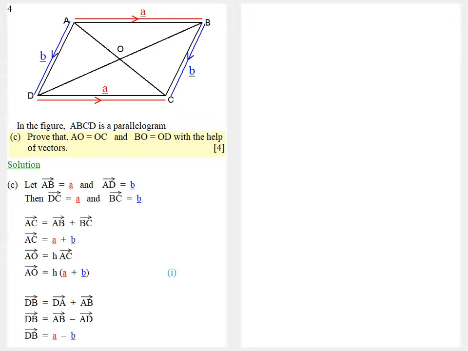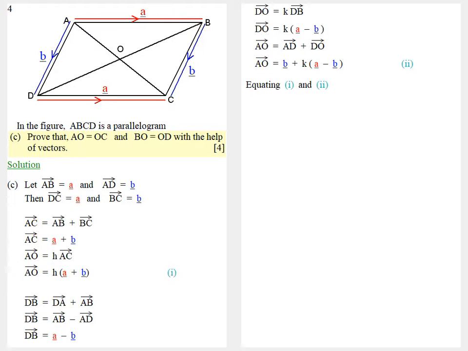Now, going from D to O is part way going from D to B. So the vector DO is equal to k times the vector DB, where k is a fraction. So the vector DO is equal to k times the vectors a minus b. Now going from A to O is the same as going from A to D and then D to O. So in vector terms, the vector AO equals the vector AD plus the vector DO. Now DO is k into a minus b. So AO is equal to vector b plus k into vectors a minus b.